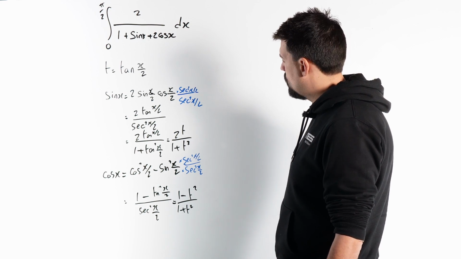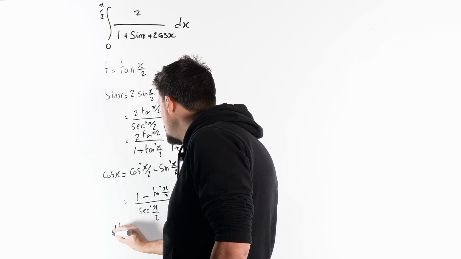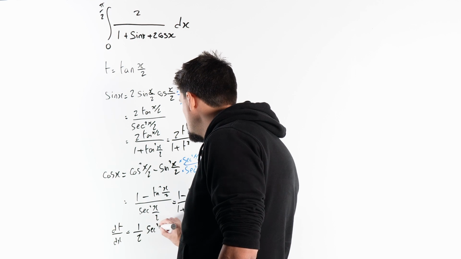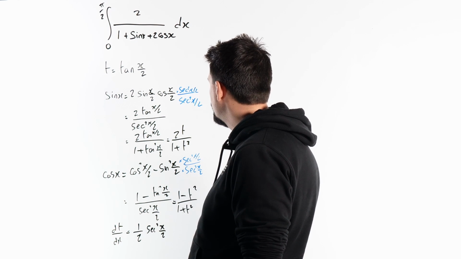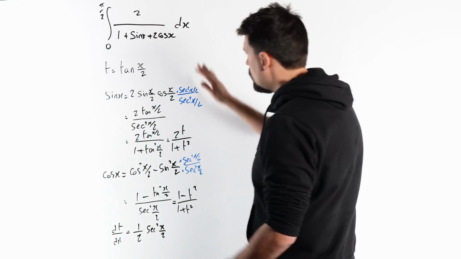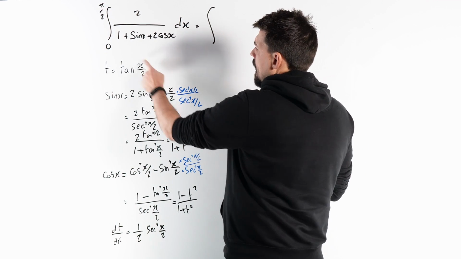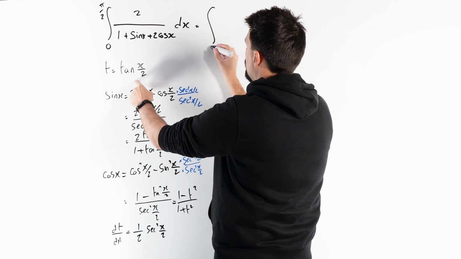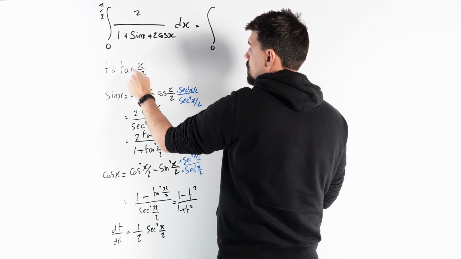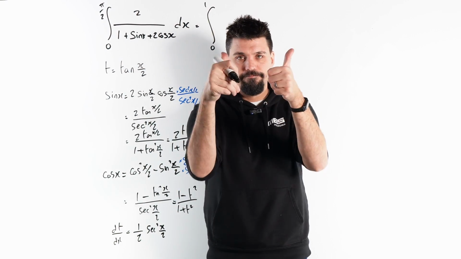And finally, we should probably look at our dt. So if we differentiate that, I get dt by dx is 1/2 sec squared of x over 2. So we can rearrange that in a second. All right, let's sub all of that in and see what we get. X is 0, t is tan of 0, which is 0. X is pi over 2, tan of pi over 4 is 1. So we've changed our limits. Smashing.